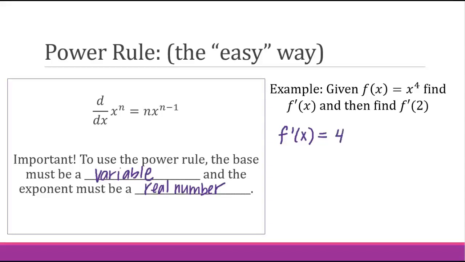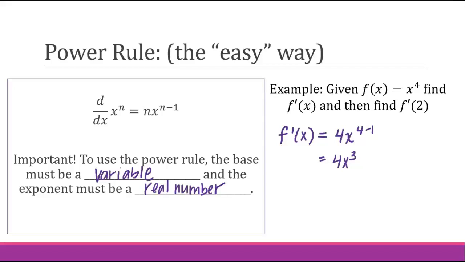So we're going to have 4 times x. And then we would reduce the power by 1. We would subtract 1 from this exponent, so 4 minus 1. So in other words, my derivative is simply 4x to the third power. So that's my functional derivative as a function of x.